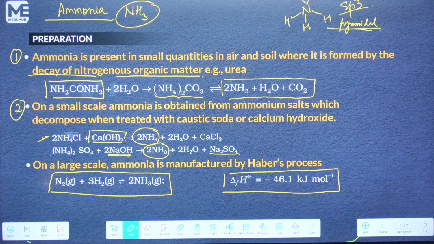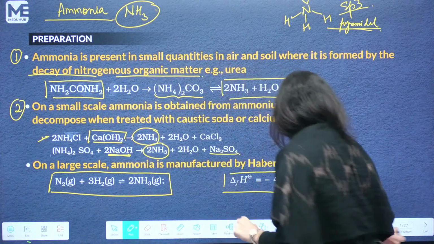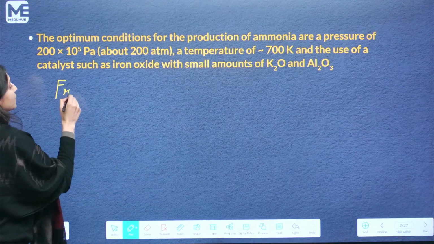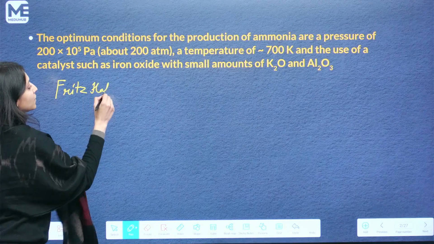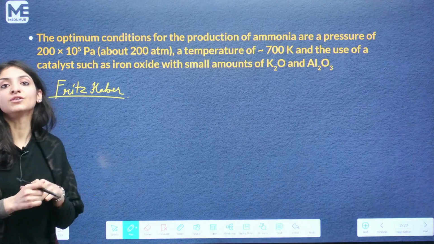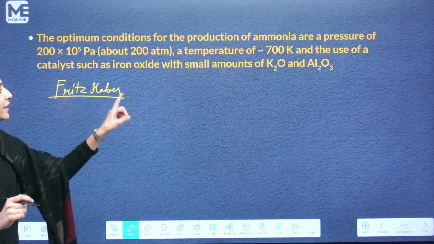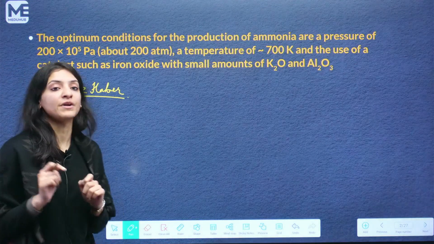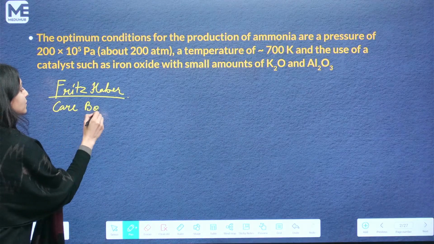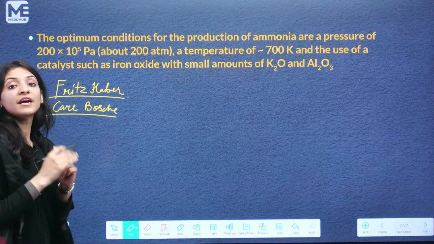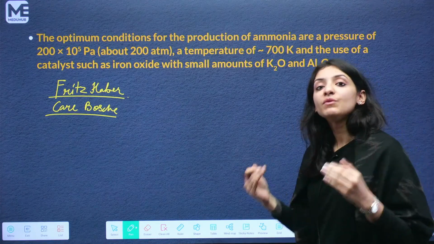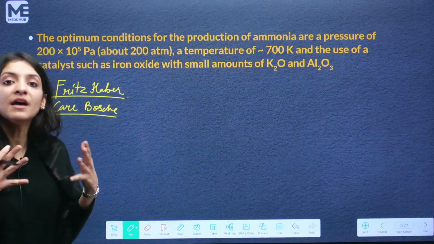Now let us see what exactly is happening in this Haber's process. Fritz Haber was the scientist who found out that using this particular reaction we can directly combine nitrogen and hydrogen to give ammonia. He was awarded the Nobel Prize for this. There was another chemical engineer called Carl Bosch who used this reaction and upscaled it so that it suited the needs of the industry. So he developed the entire plant in which ammonia could be produced industrially on a large scale.